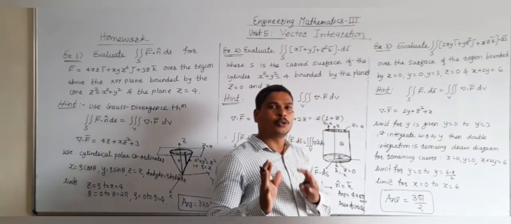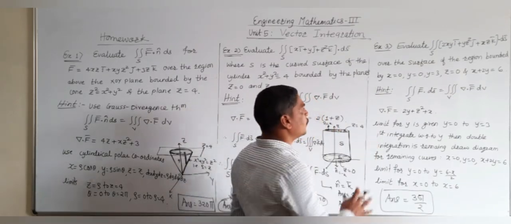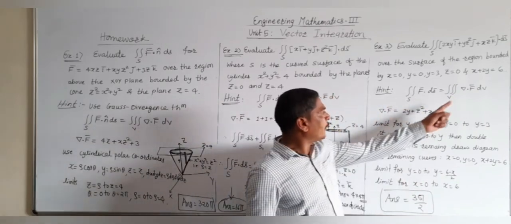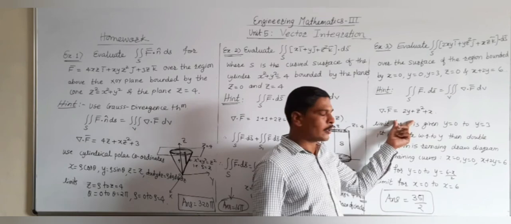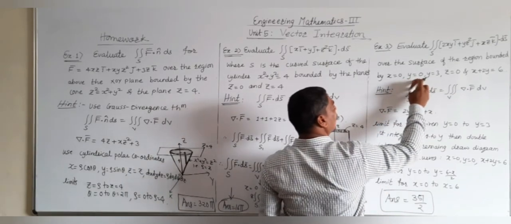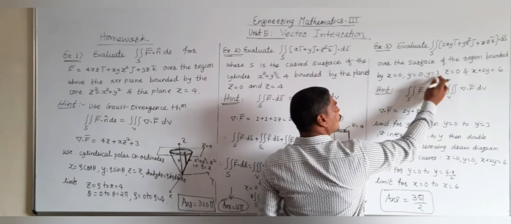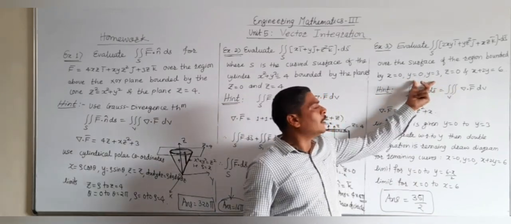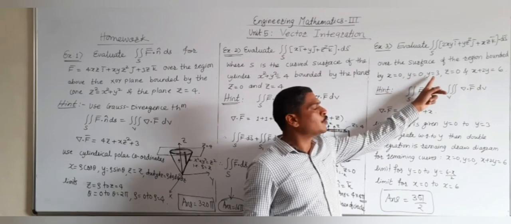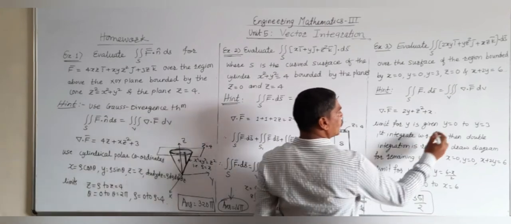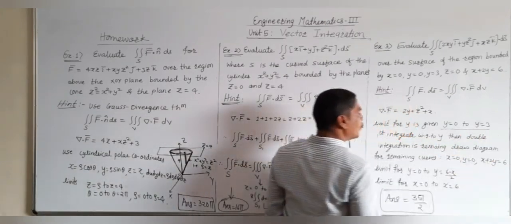Now in the third example, here also we are required to find a surface integral. That means we should use the Gauss divergence theorem. So the Gauss divergence theorem says surface integral is equal to volume integral. So here find del dot f bar. This is our del dot f bar. We get this. Then find the limits. Here we have been given the limit for y, y is equal to 0 to y is equal to 3. The surface is bounded by all these curves, and among those curves, y is equal to 0 and y is equal to 3 are present. So the limit for y becomes 0 to 3.